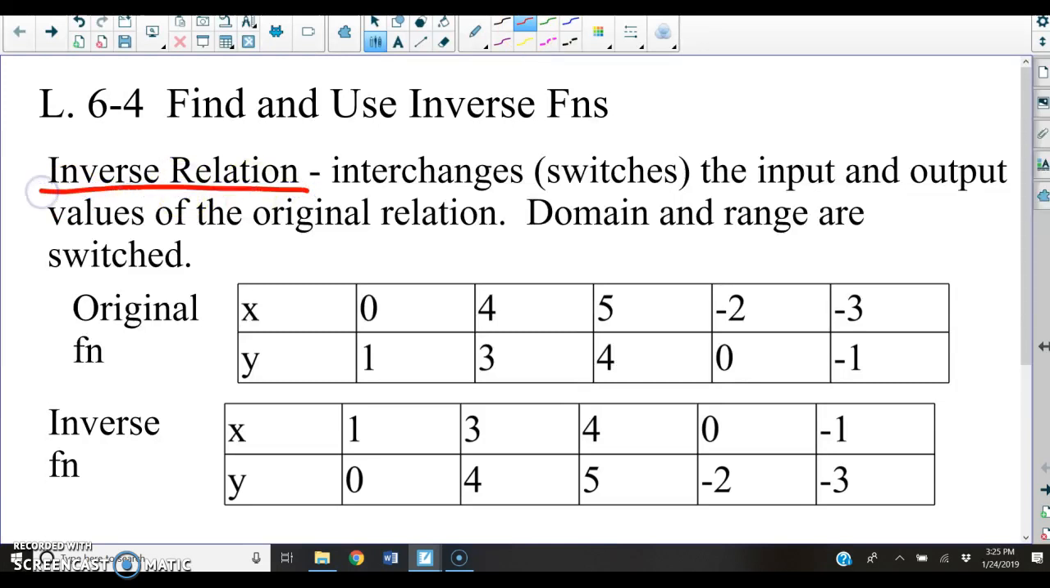Inverse relations. Inverse relations are different from inverse functions in that you don't have to start with a function. The idea of an inverse is it undoes what has been done. So the input and output switch. If here is my original function, my inverse function, notice it switched the x and the y around. Same thing here. Here's the y, here's the x, and they switch. And you can compare them. Okay, that's what an inverse does.